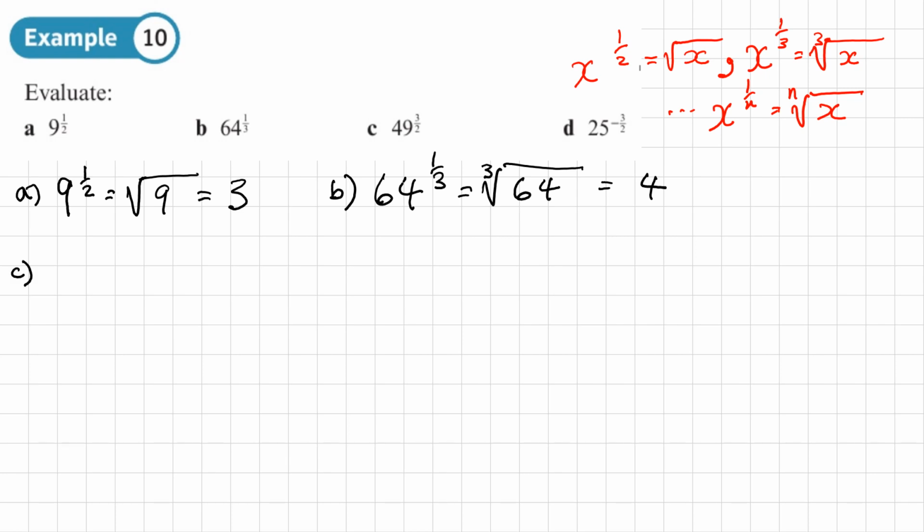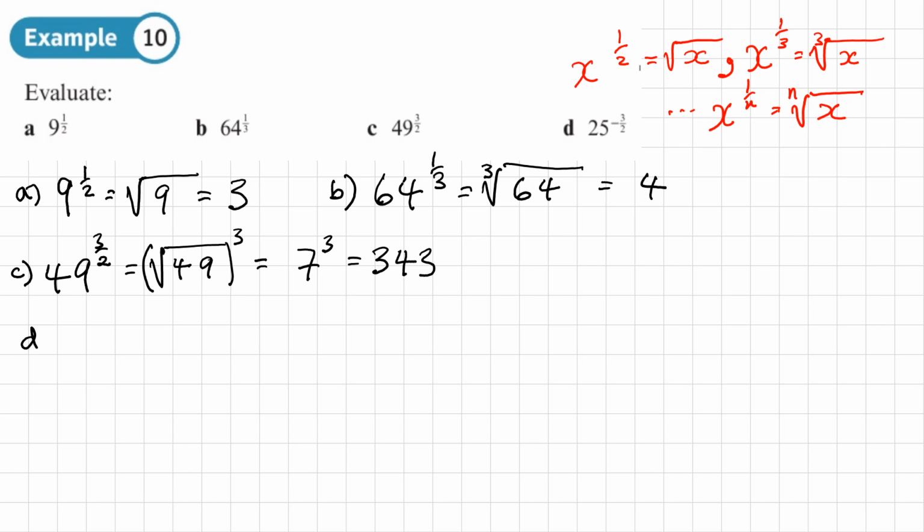C, 49 to the power 3 over 2. So this isn't just a plain square root or cube root. What we're going to do is the root first. So we're going to find the square root of 49, and then whatever that is, we're going to cube it. So the square root of 49 is 7, and we need to do 7 cubed. Now 7 cubed is 343. That's a useful one to remember. If you don't, you can always use your calculator for that one.